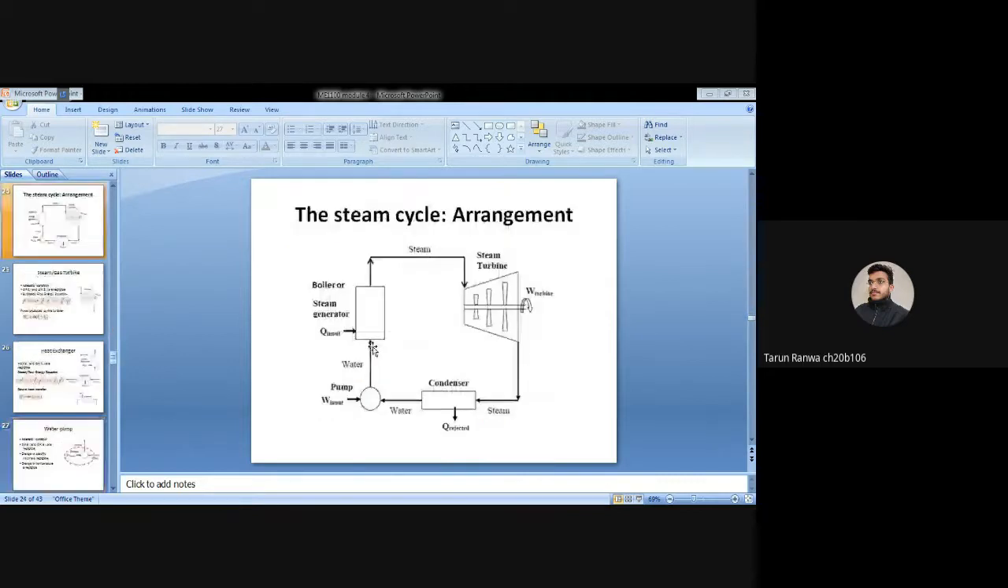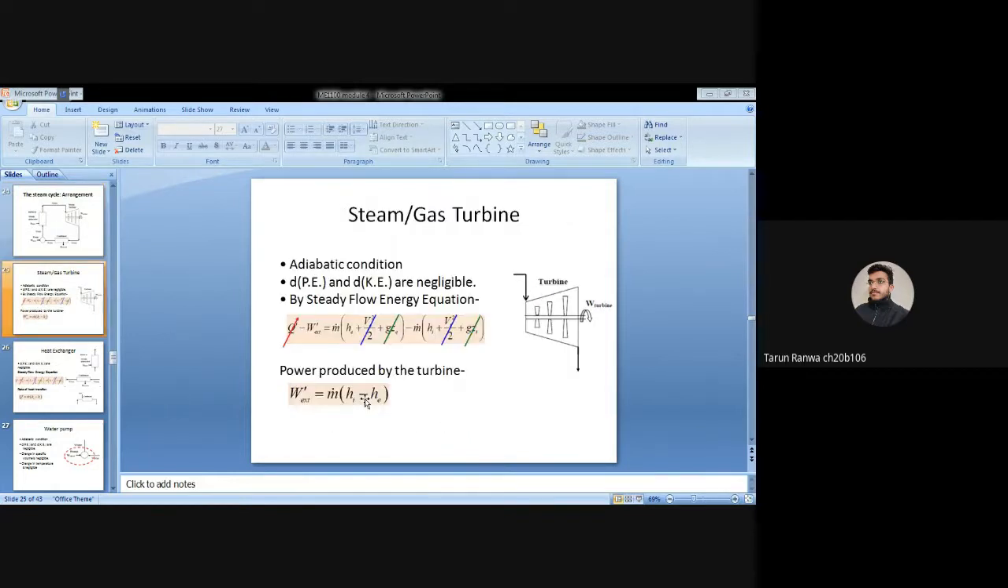Now the steam cycle. This is the arrangement of the steam cycle. This is the boiler, this is the turbine, this is the condenser, and this is the pump. Now this is the steam turbine. Let us discuss the steam turbine.